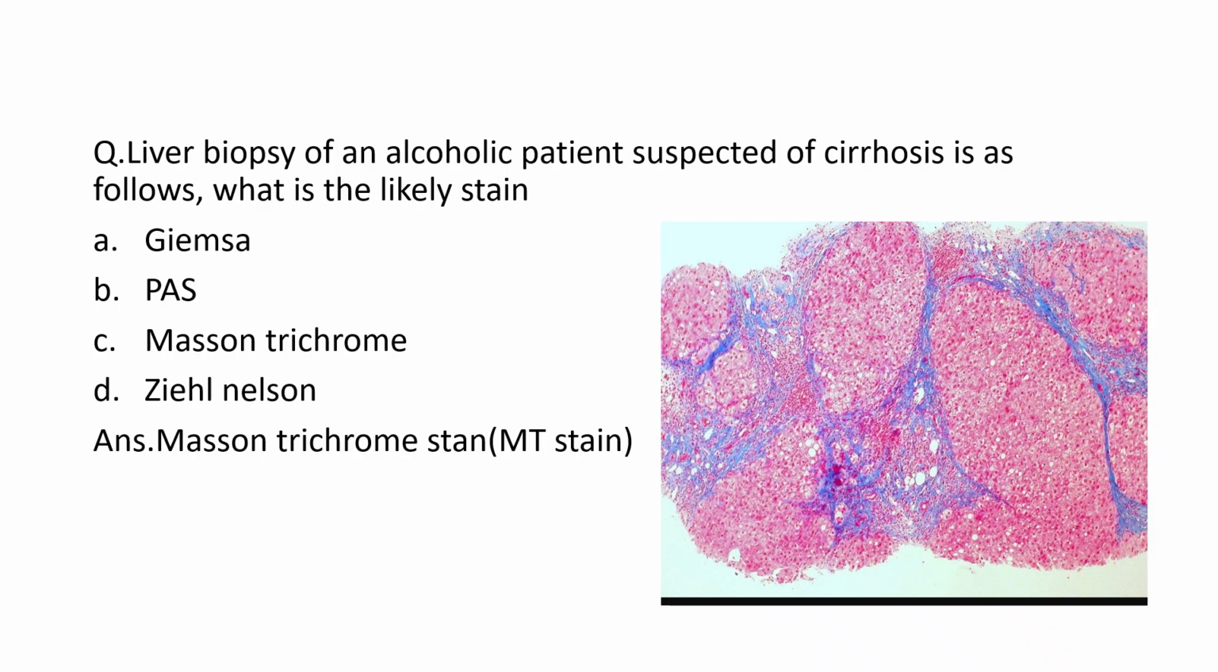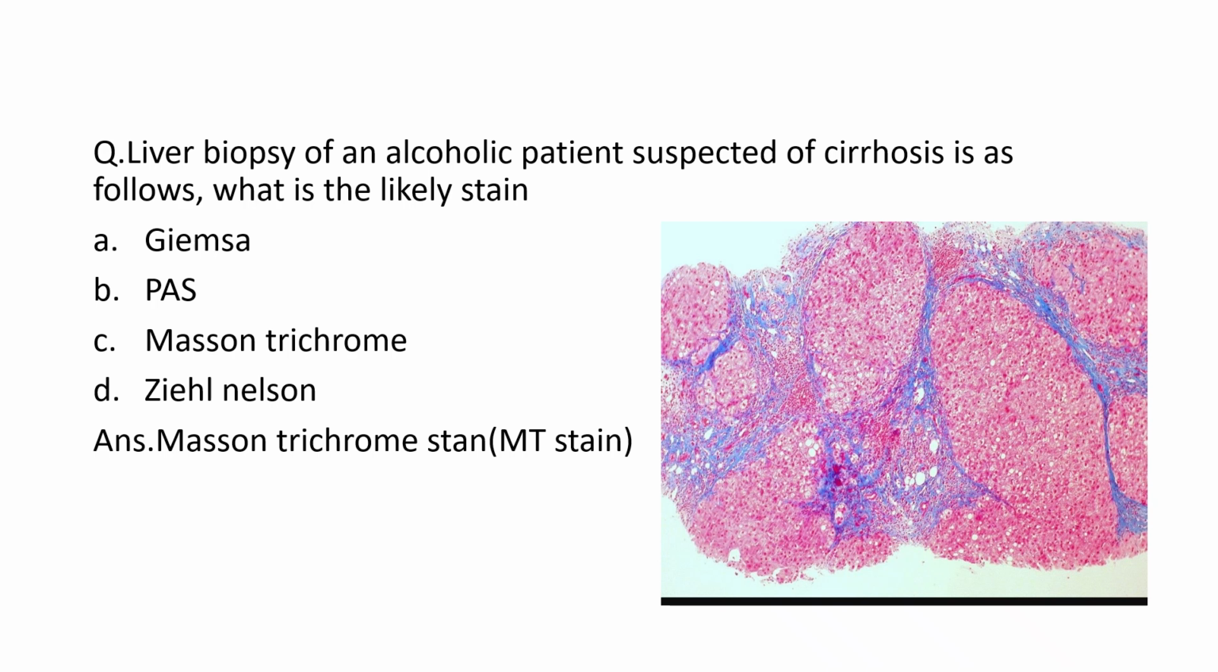The second question is, a liver biopsy of an alcoholic patient suspected of cirrhosis is as follows. What is the likely stain? The patient is alcoholic and suspected of cirrhosis. As we know, in cirrhosis there is diffuse fibrosis of the liver and formation of regeneration nodules. So they have asked for the stain. They have given the options: Giemsa, PAS, Masson's trichrome, and Ziehl-Neelsen stain. They have provided a picture.